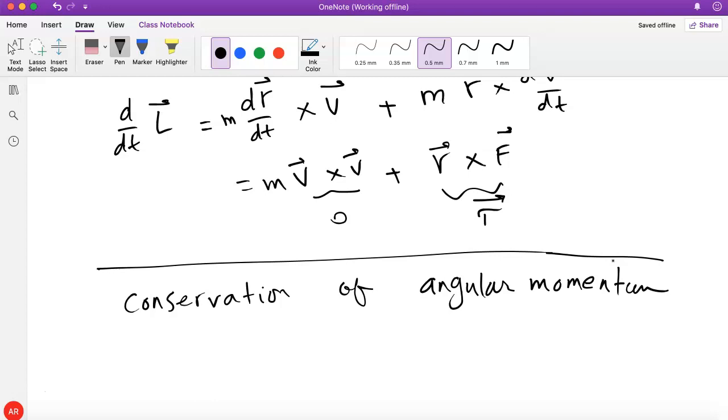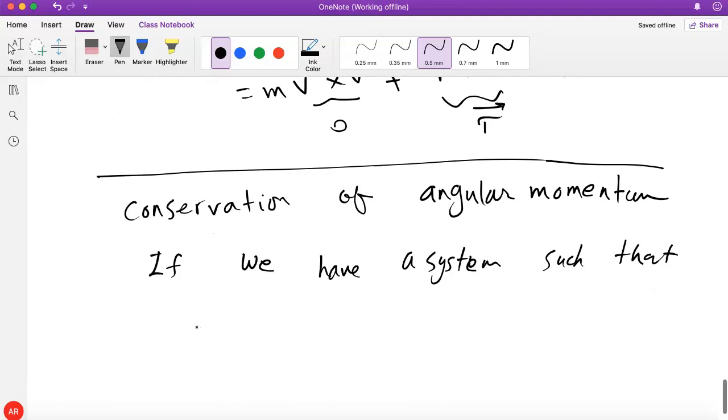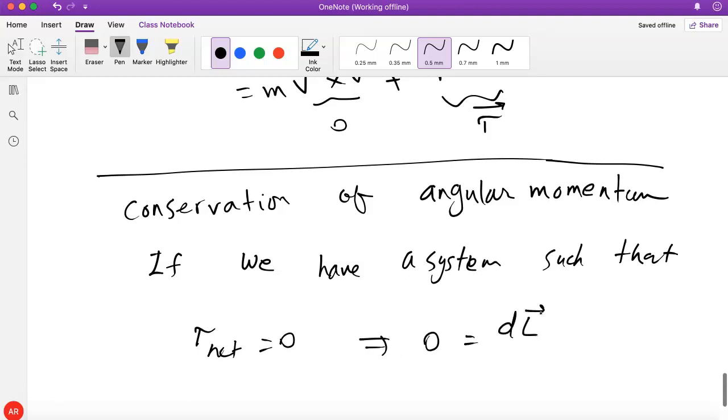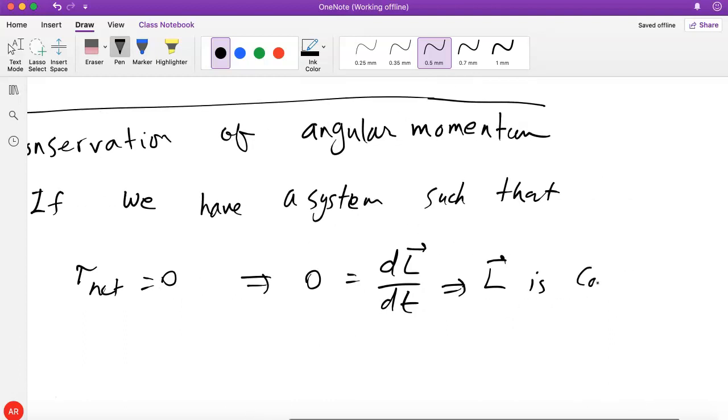Now, the conservation of angular momentum is very much similar to that. So if we have a system such that the net torque is 0, we get 0 is the rate of change of the angular momentum with respect to time. Therefore, L is constant.